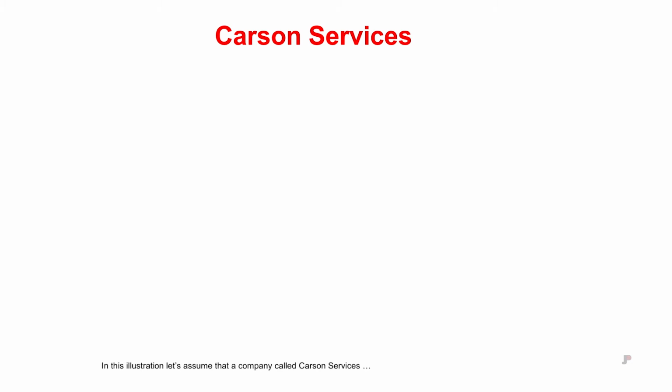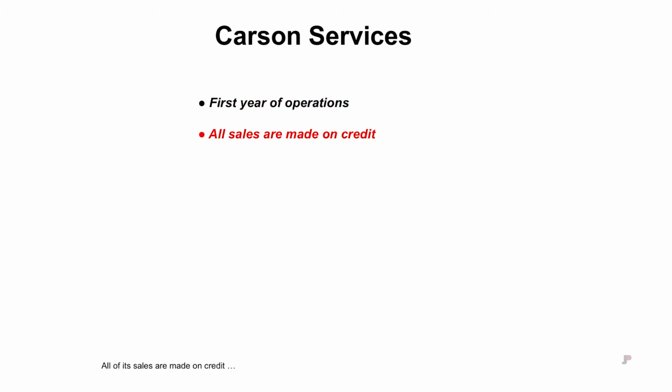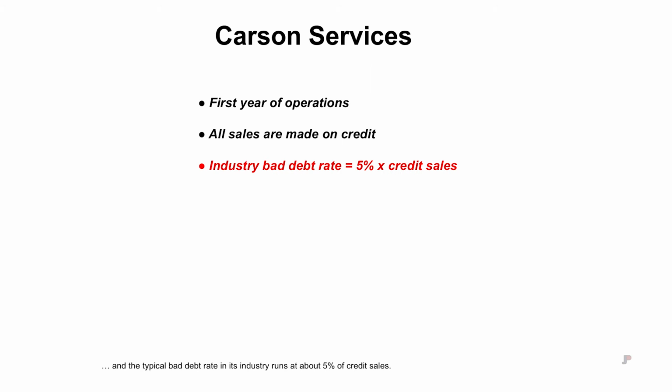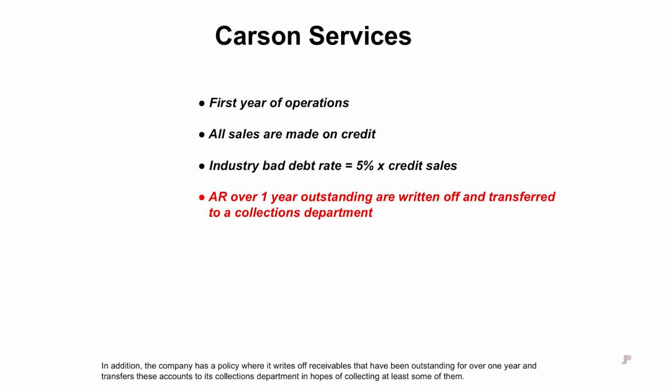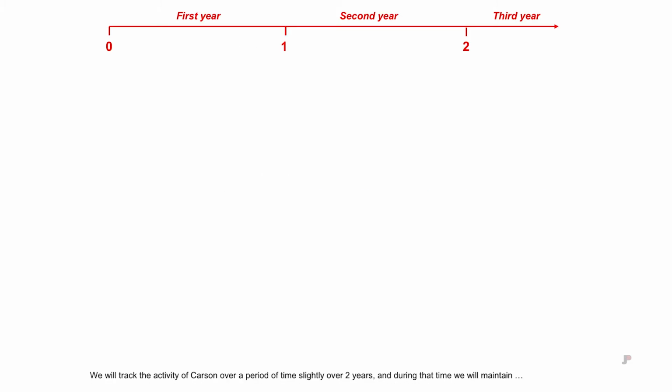In this illustration, let's assume that a company called Carson Services is in its first year of operations. All of its sales are made on credit, and the typical bad debt rate in the industry runs at about 5% of credit sales. In addition, the company has a policy where it writes off receivables that have been outstanding for over 1 year and transfers these accounts to its collections department in hopes of collecting at least some of them. We will track the activity of Carson over a period of time slightly over 2 years.